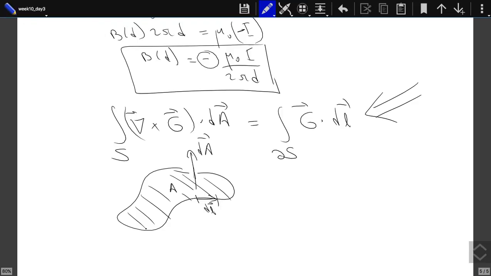Can we find any relation between Ampere's law and Ohm's law? I mean, can we derive one from the other? No.